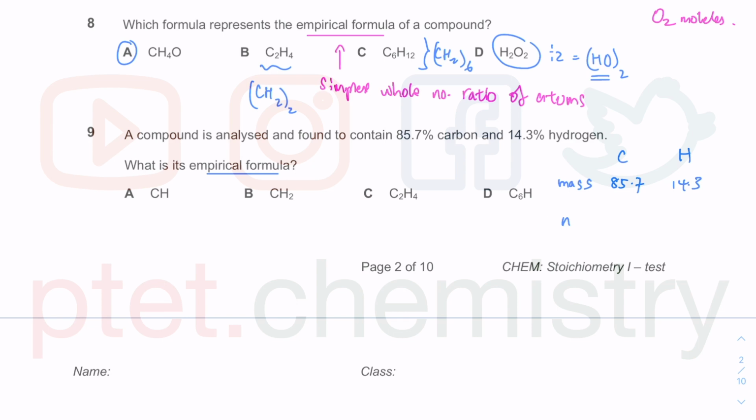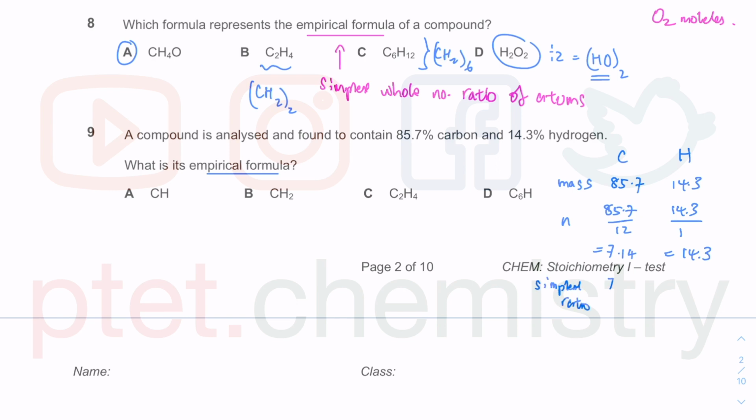So n refers to mole. So mole is 85.7 over 12 because it's mass over Mr. So 85.7 divided by 12, I get 7.14, and I get 14.3. Do not write things like that. You need the simplest whole number ratio.